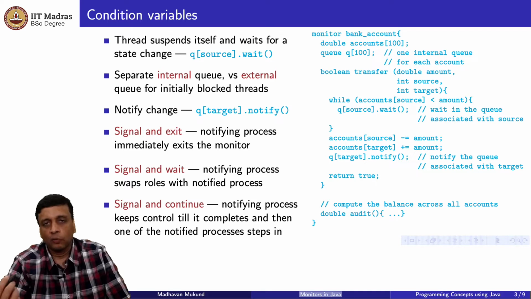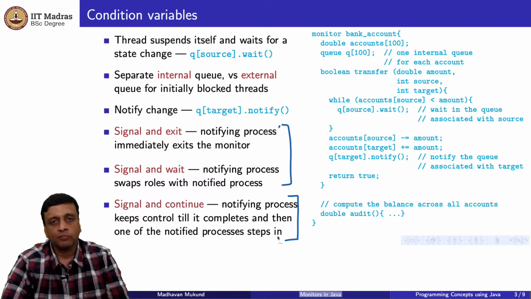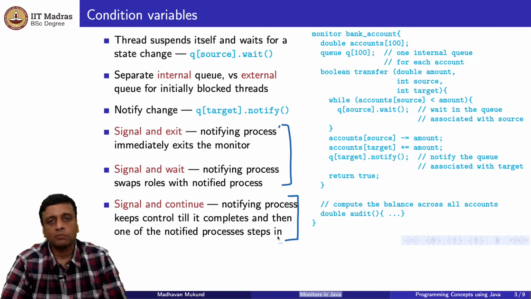When this wake up happens, you can do many things. For instance, the one that wakes up can immediately quit. This is called signal and exit. Or you can have signal and wait, where you actually exchange: the process that notifies swaps roles with the process that's waiting. The one that's waiting becomes active, and the one that notified goes back and becomes inactive. Both of these are in general very rare, even though in principle they were allowed with monitors. What we will see is that Java uses the more logical thing, which is that you notify a bunch of threads saying please get ready because something has happened, and maybe one of you will get to execute next. But meanwhile you finish this code and exit.